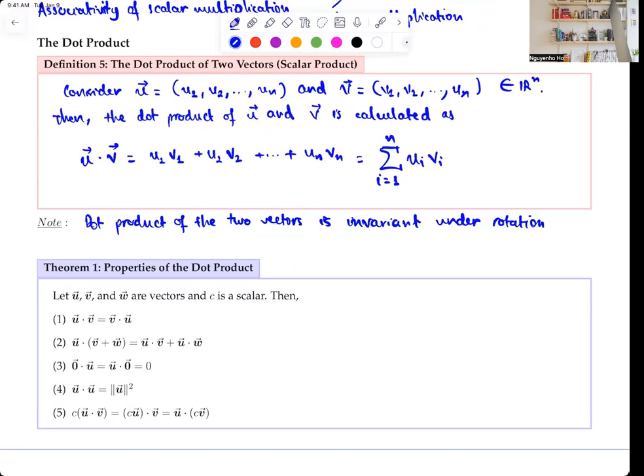Now let's take a look at the properties of dot products. Given three different vectors u, v, and w, and the scalar c. The first property is the commutative property: u dot v is equal to v dot u. The result is always a scalar, so no matter the order of u or v, the answer should be the same.